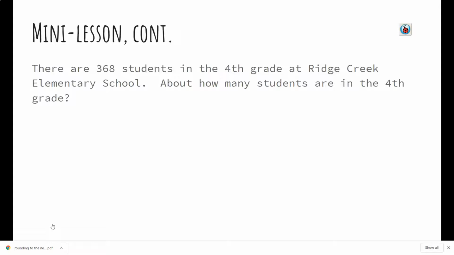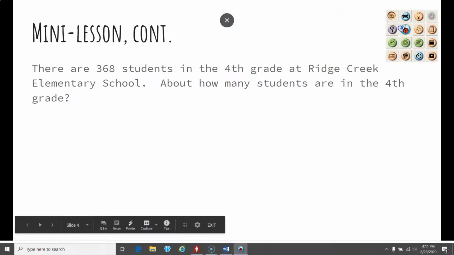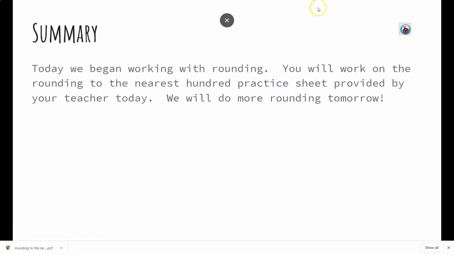Okay, so there are 368 students in the fourth grade at Ridge Creek Elementary School. About how many students are in the fourth grade? So I am going to click over to the ladybug, and I'm going to model rounding to the nearest 10, which we're not going to do very much in fourth grade, but I want you to remember how to do it. And then I'm going to switch over to the nearest 100. So let's get over to the ladybug.